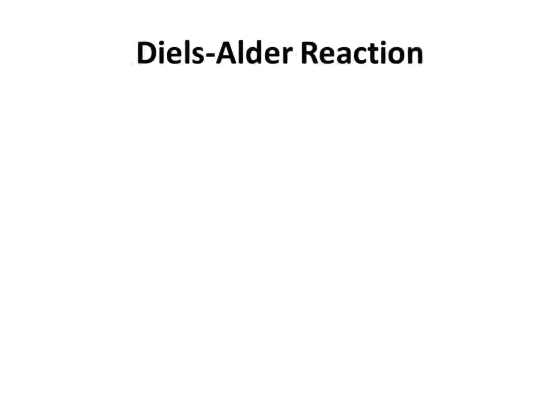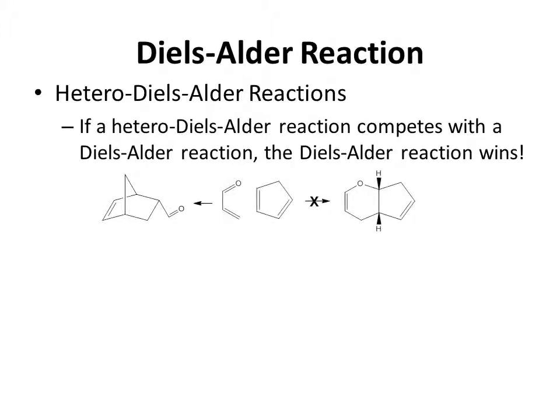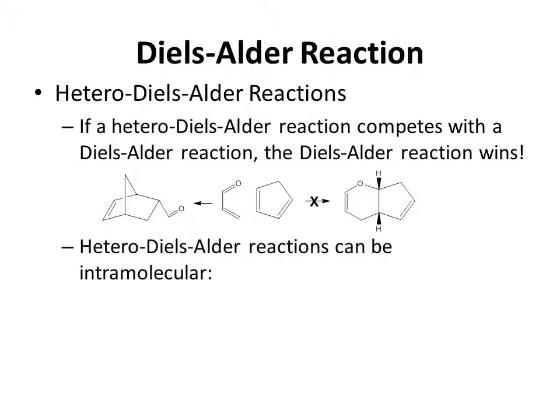If you're comparing a hetero-Diels-Alder reaction with a Diels-Alder reaction, the Diels-Alder reaction always wins. It's always faster. As in the case of the alpha-beta unsaturated aldehyde reacting with cyclopentadiene, it's the Diels-Alder reaction product that you're going to detect.